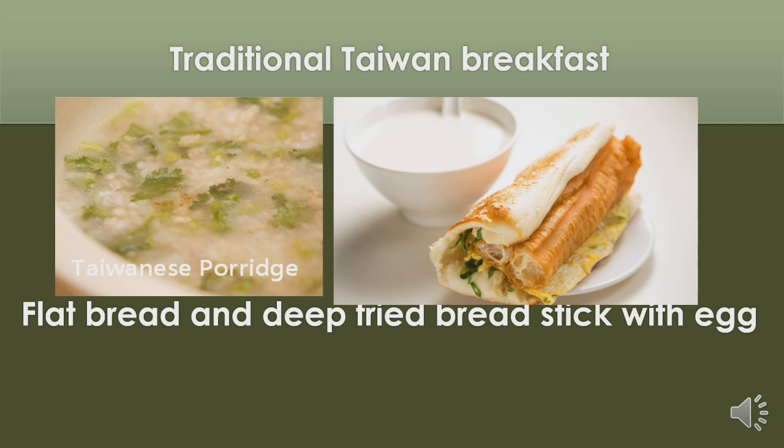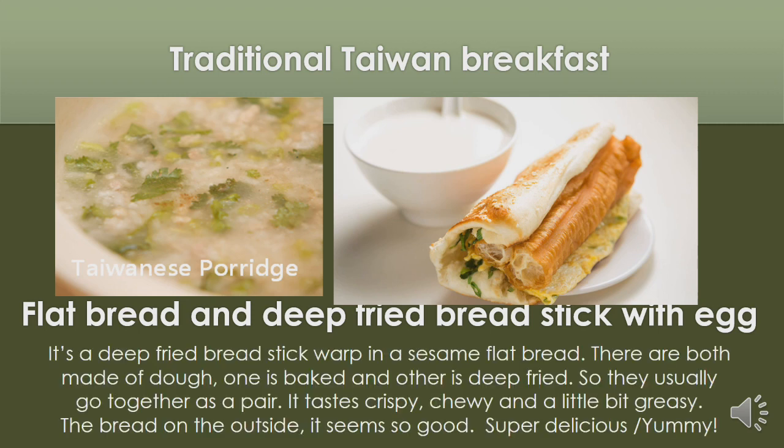On the right-hand side you will see the deep fried bread stick with egg, accompanied with soy milk. It's a deep fried bread stick rolled in sesame flat bread. They are both made of dough. One is baked and the other is deep fried, so they usually go together as pairs. It is crispy, chewy, and a little bit greasy on the outside, and it seems so good, super delicious.